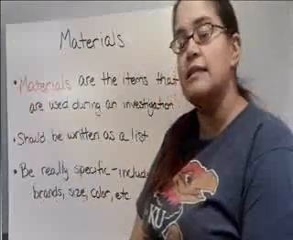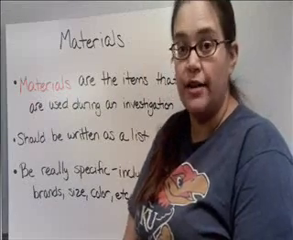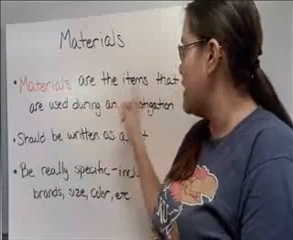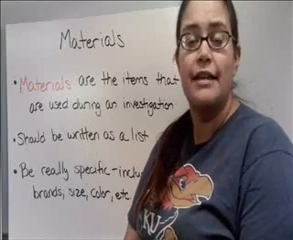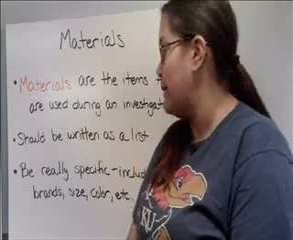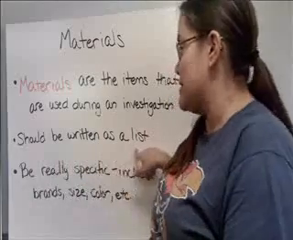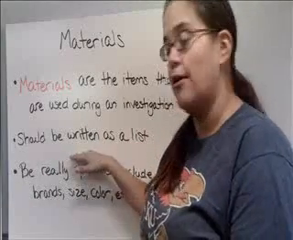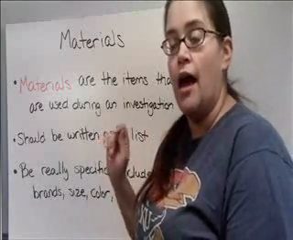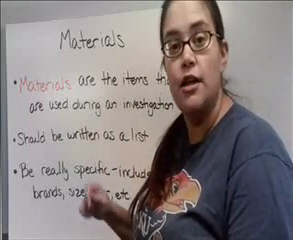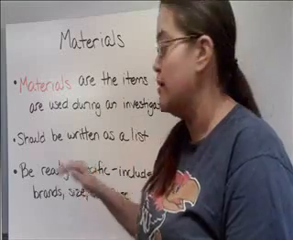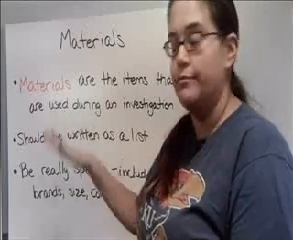Okay. The next step in our lab report is the materials. And materials are the items that are used during an investigation. It's all the stuff. It's anything that you use. Then make sure that you write it as a list. So this should not be in paragraph form. It should just be written: paper, pencils, clipboard, water, bleach, glass jar, etc. Just write it as a list. Just write them all out.